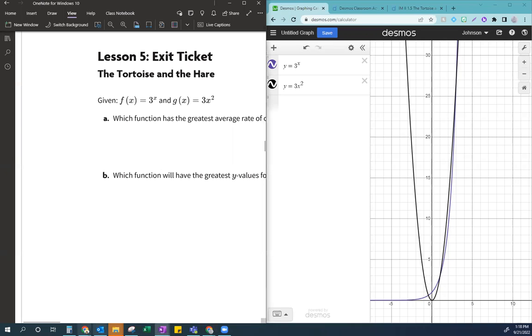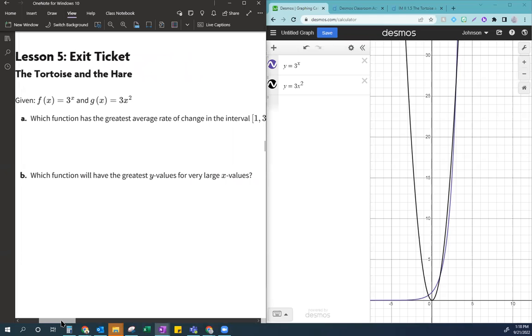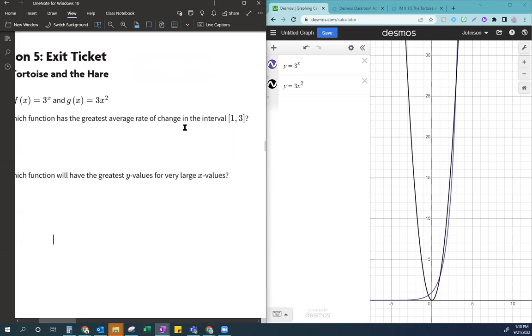So this question's asking which has the greatest average rate of change between 1 and 3. So this is a fancy way of saying between 1 and 3. Don't get mad at the notation there. They're just saying between 1 to 3. Okay, don't get confused on that. So just between 1 and 3.